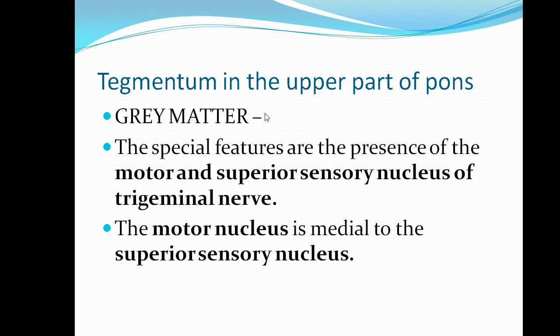The tegmentum in the upper part of the pons, the gray matter. The special features of the gray matter are the presence of the motor and superior sensory nucleus of the trigeminal nerve. The motor nucleus is medial to the superior sensory nucleus.